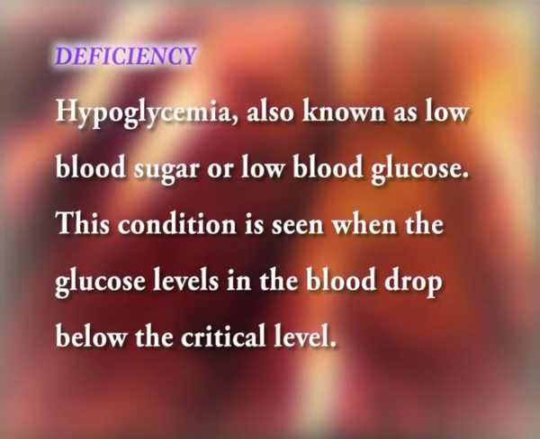Hypoglycemia, also known as low blood sugar or low blood glucose. This condition is seen when the glucose levels in the blood drop below the critical level. While hypoglycemia is often associated with diabetes, it can be caused by lack of carbohydrates in the diet of healthy people.